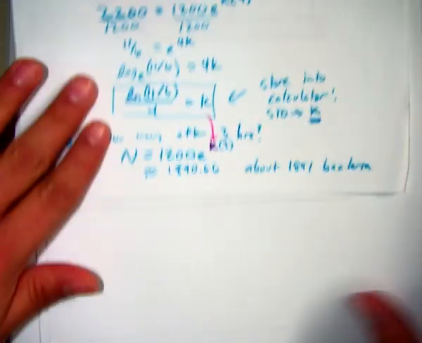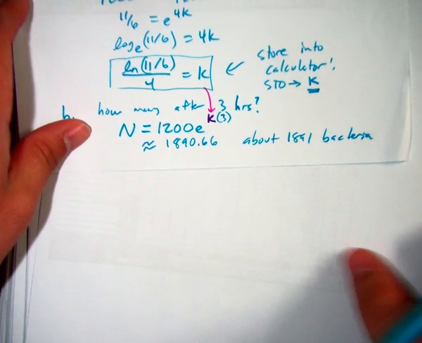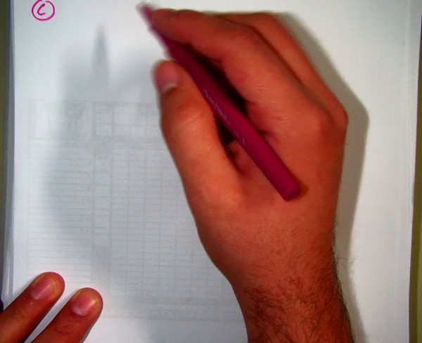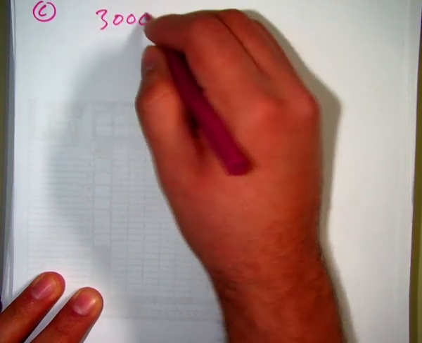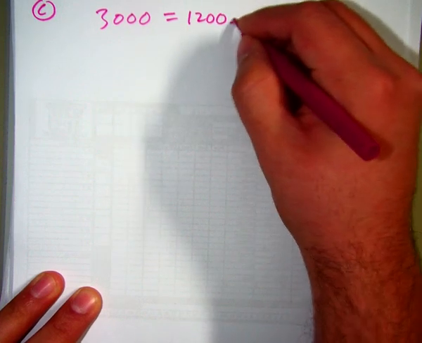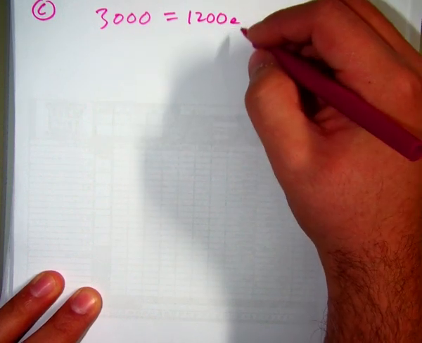Okay, let's see. Part C: when will the population reach 3,000? So you just do 3,000 for the final amount. We're still starting with 1,200, same experiment. We just don't know how long it's going to take to reach 3,000.